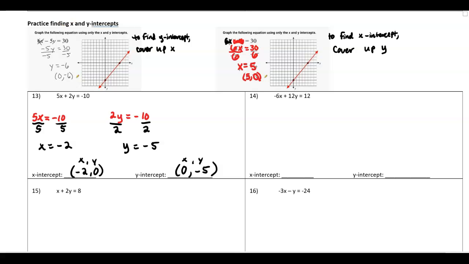All right, so that's what you're doing on those x-intercepts and y-intercepts. That's it. Go ahead, get to work.